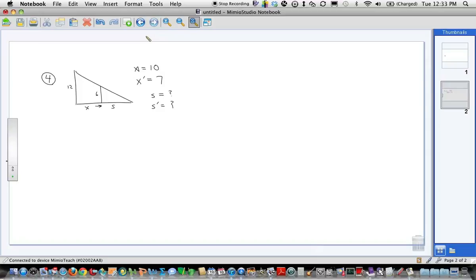All right, so in our big triangle, we have 12 for one side. We have X plus S for the other side. In the little triangle, we have 6 over S. We have a proportion. We cross multiply. We get 12S equals 6X plus 6S. We get 6X equals 6S. We get X equals S. It almost seems too simple to be that way. Now we can go ahead and do our derivative, which tells us S prime is equal to X prime.